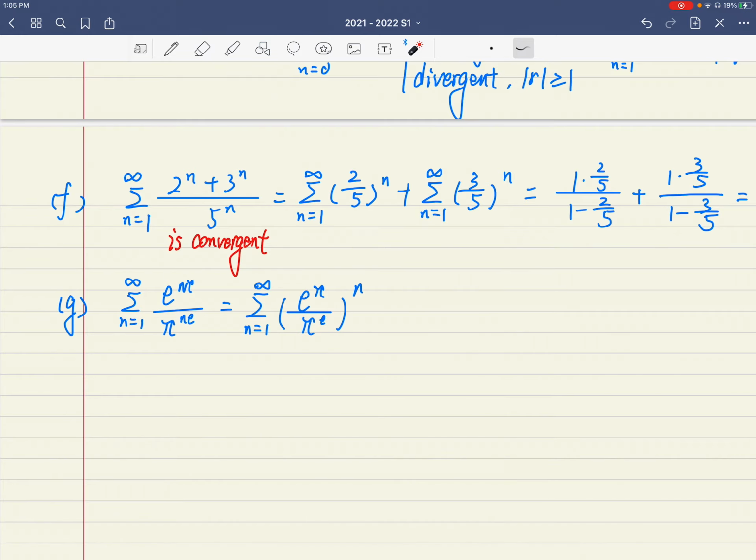e is around 2.7, and pi is like 3.14 or something, so we compute e to the power of pi over pi to the power of e. So this ratio is divergent, since it's a geometric series and the absolute value of its ratio is greater than 1.